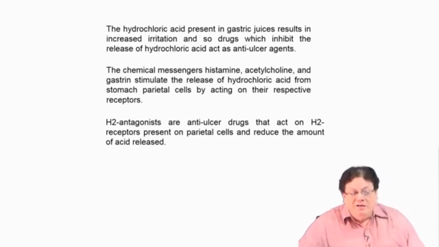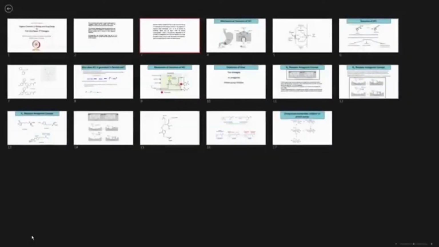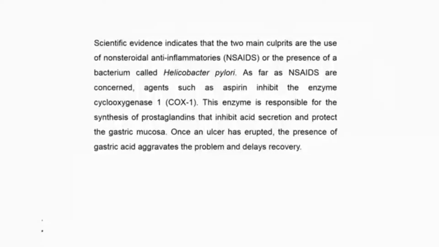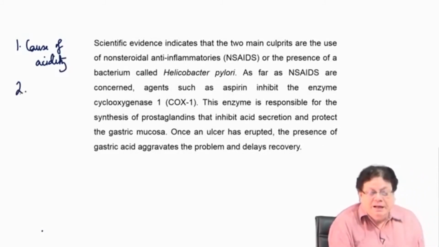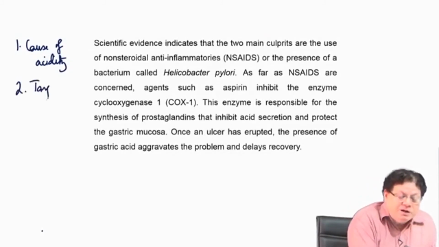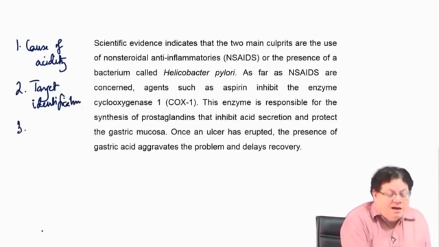So, in order to do that, we first need to know about acidity. What is happening? Let us see. In order to study this aspect of medicinal chemistry, first, the cause of acidity. Number 2 is then target identification, because these are actually intimately connected, cause of acidity and target identification, and then develop drugs.